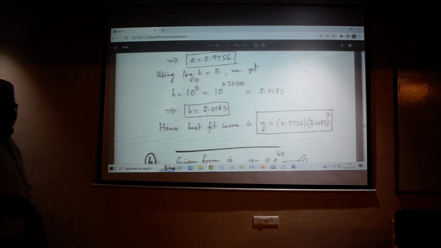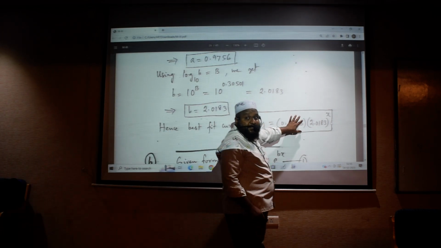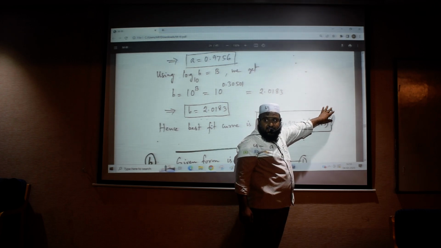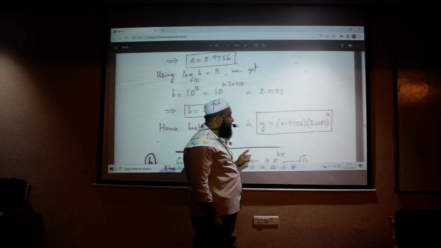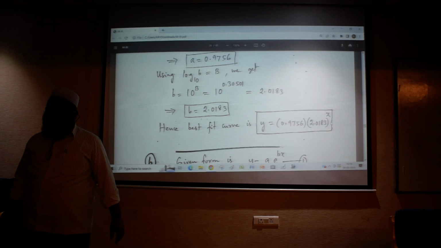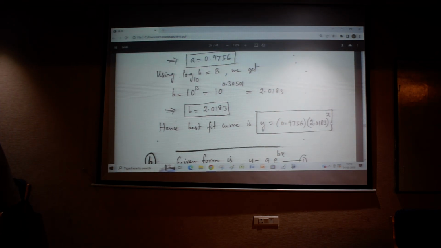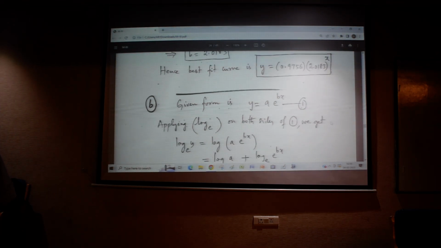What was the form of the curve? A into b power x. The A value and B value are substituted in it. So the best fit curve is this one. Clear about this point? Very nice.